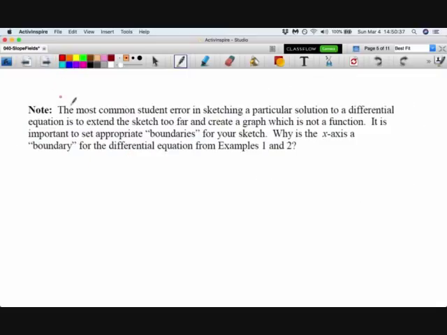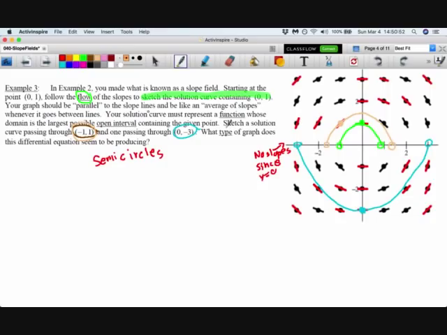So, the most common student error in sketching is to extend the sketch too far and create a graph which is not a function. It's important to set appropriate boundaries for your sketch. Why is the x-axis a boundary? One more time. Why is the x-axis a boundary? And it's because there's no slopes there.